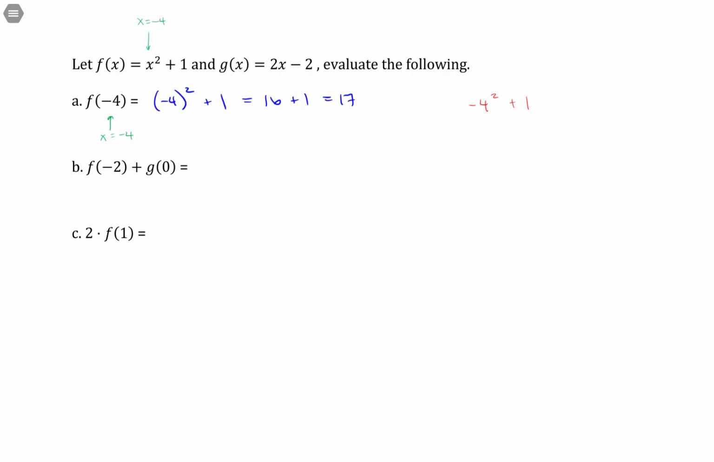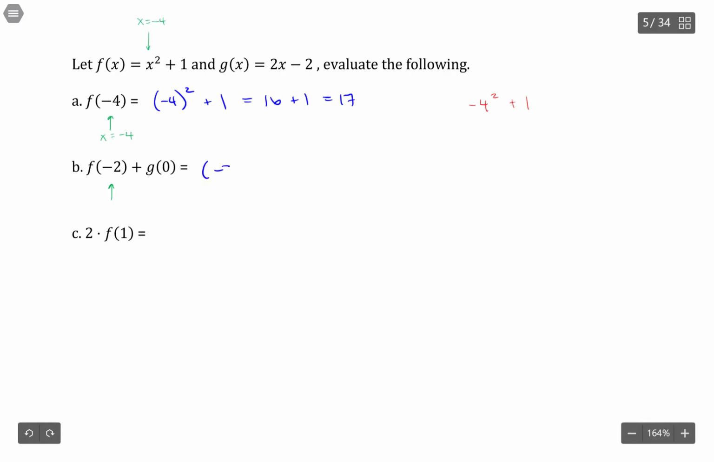Find f of negative 2 plus g of 0. So one thing you could do is add these two functions together as they're written. You can add x squared plus 1 plus 2x minus 2 and then evaluate. But because we're evaluating at different points, it's probably easiest here to plug in first the x value of negative 2 into x squared plus 1.